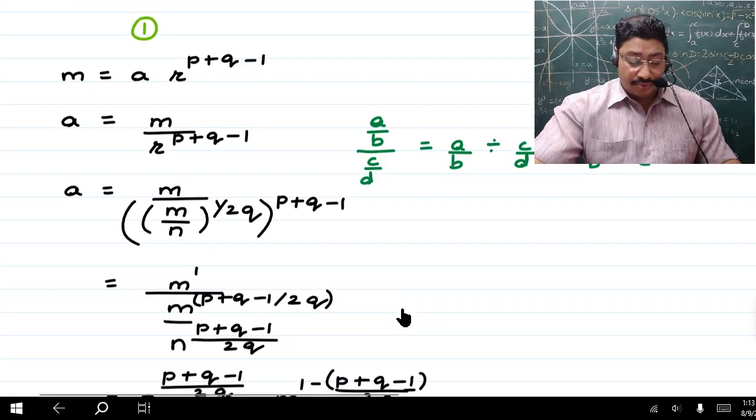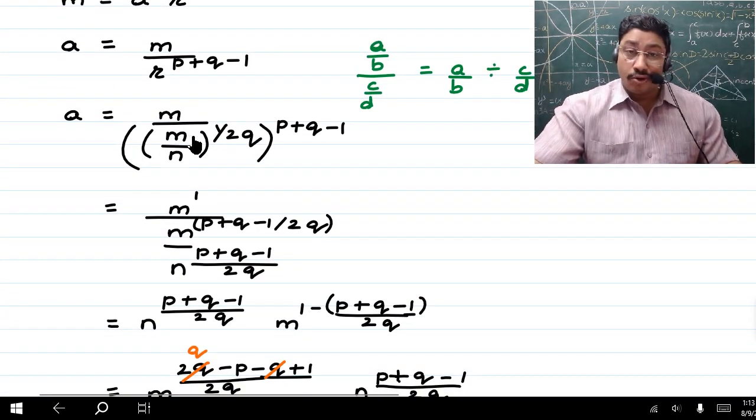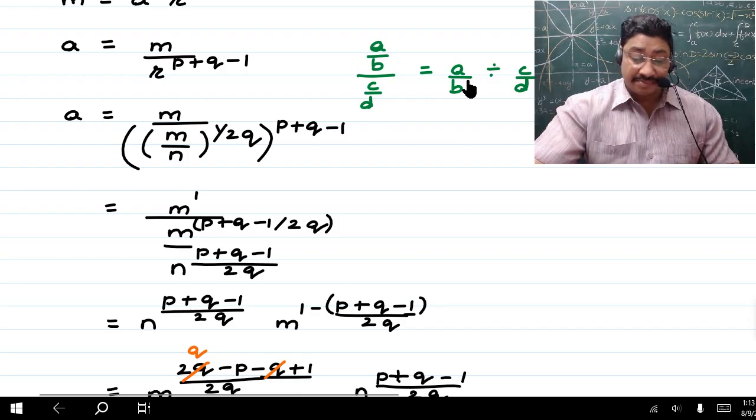Now next children, what we will do is, as we have m in the numerator and in the denominator also we have m, so if we have some a upon b which is divided by c upon d, then that becomes equal to a upon b.